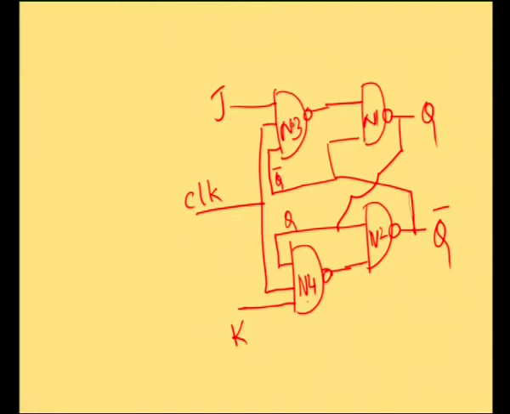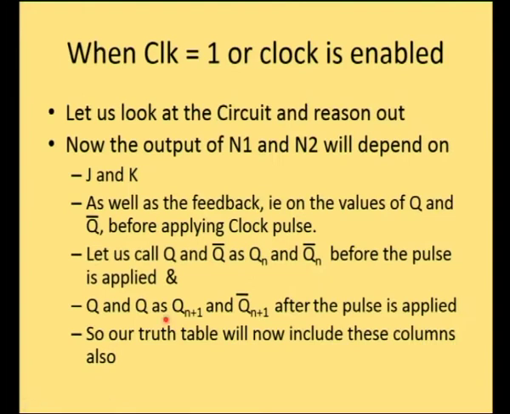Remember here, the output Q and Q bar of a JK flip-flop depends on the clock, the J and K, as well as the conditions of Q and Q bar before the clock is applied. So, we are going to call this what? Qn is the condition of output before the pulse and Qn plus 1 is the condition of the output after the pulse. So, these are the two new terms that we are introducing now. We will be including these in the truth table also.